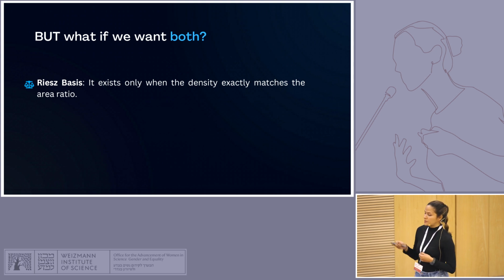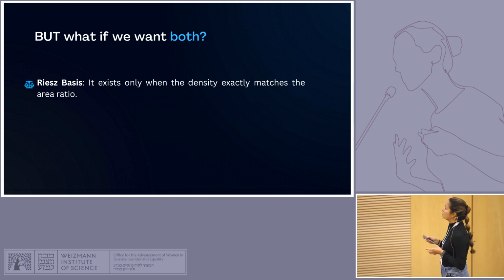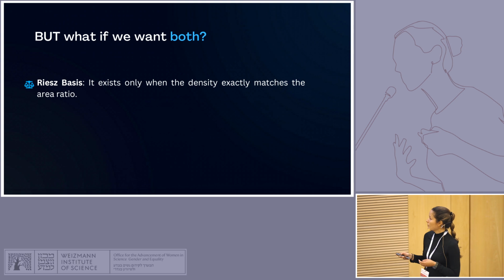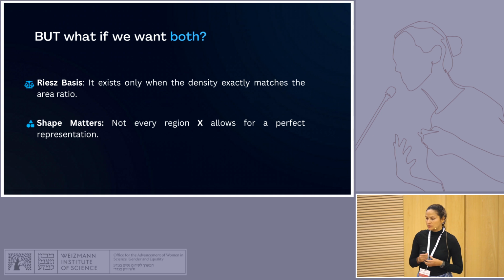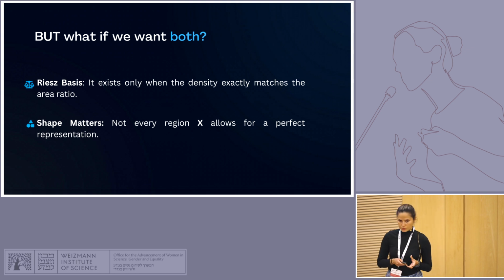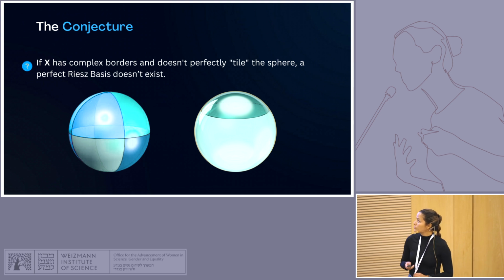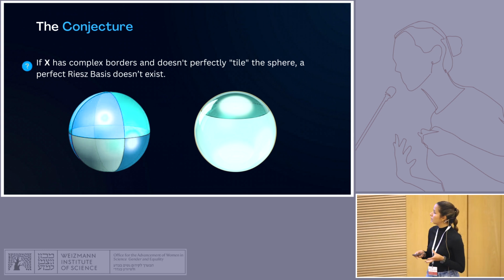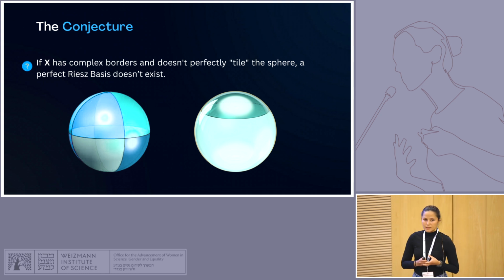And we define the Riesz basis of spherical harmonics. The Riesz basis exists when the density matches the quotient we mentioned before. But there is a challenge here, the geometric challenge, because shapes matter. Not every X allows a perfect representation. And we have here a conjecture. If the observation subset X has complex borders and cannot tile the sphere, the Riesz basis doesn't exist.